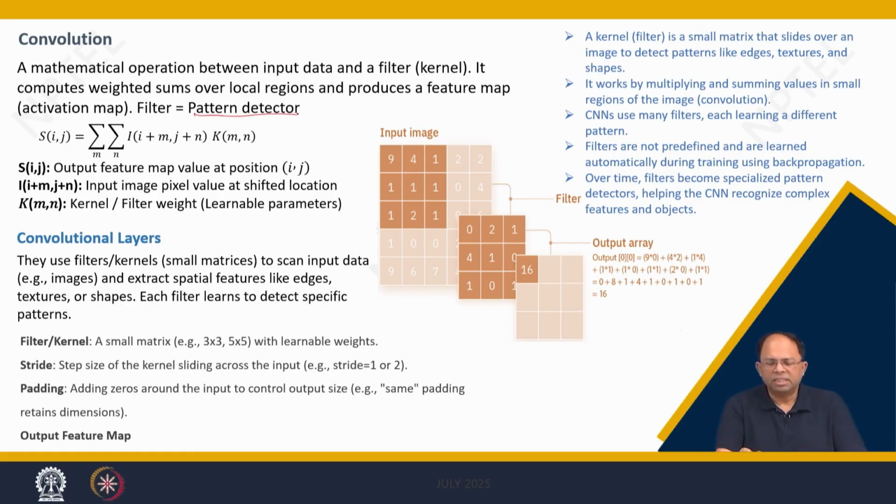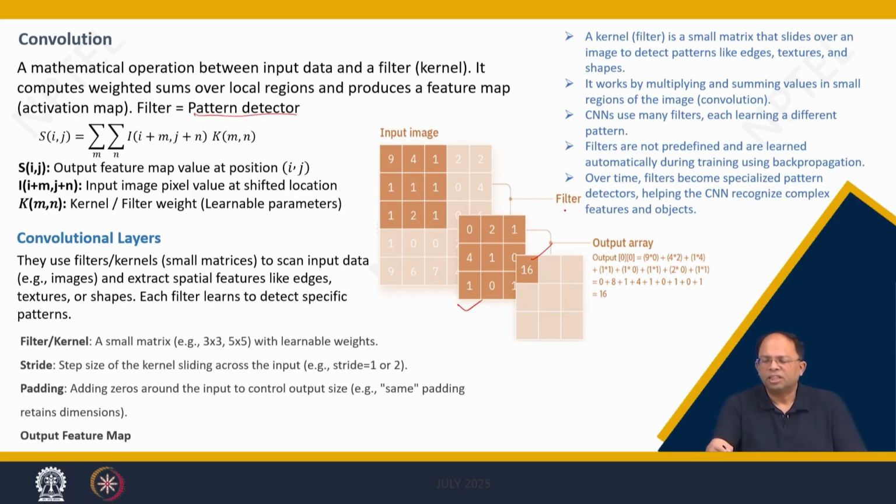Over here you can see this is the filter that we are using, which is again a smaller matrix, and using this matrix we are scanning a particular portion of the image. When we do that, we then do multiplying and summing of the values, which is also otherwise known as convolution. And this is the output array. This actually helps us to determine if there are patterns or not.